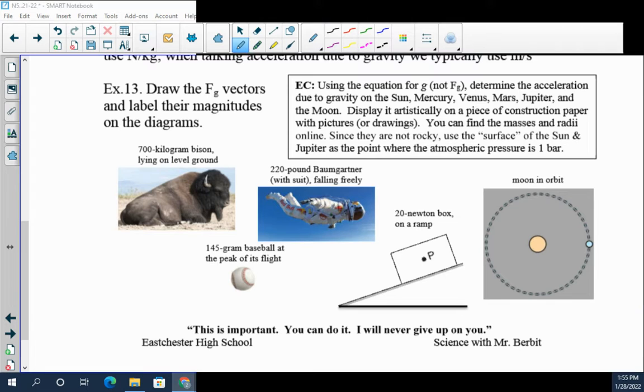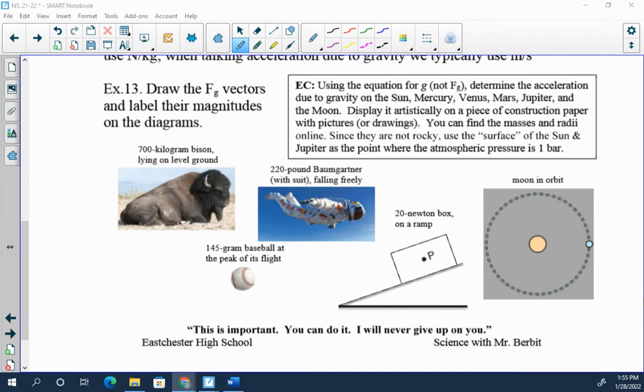All right, so this says draw the FG vectors and label their magnitudes on the diagrams. Diagram number 1, a bison. Does the bison experience the gravitational force? Sure it does. It's sitting on Earth.